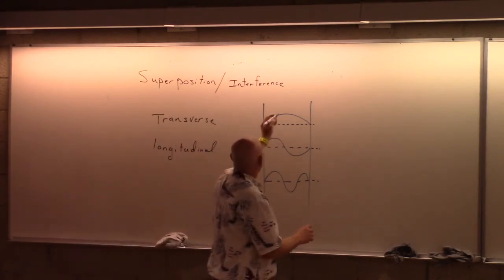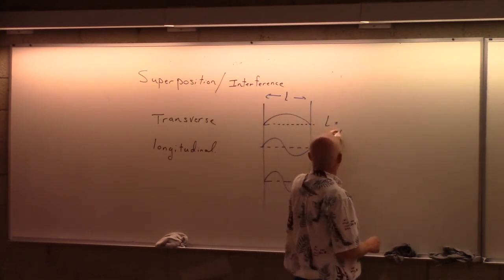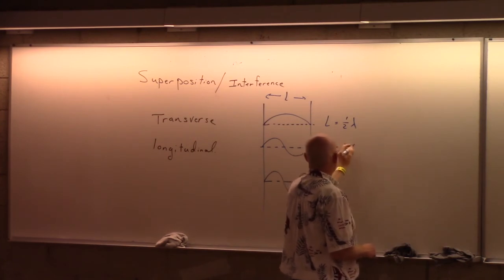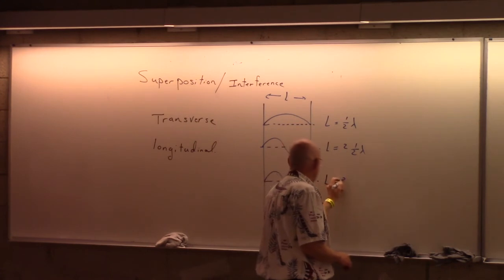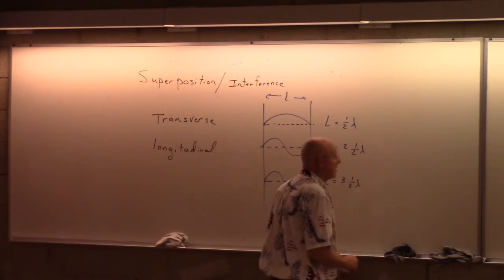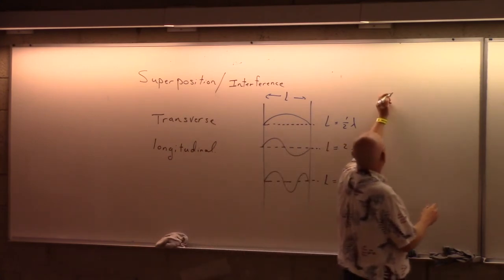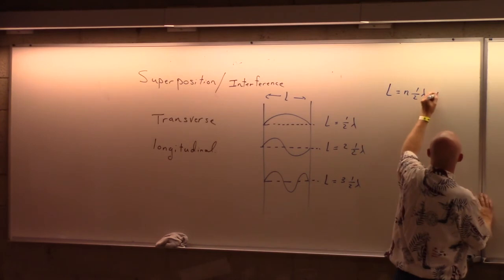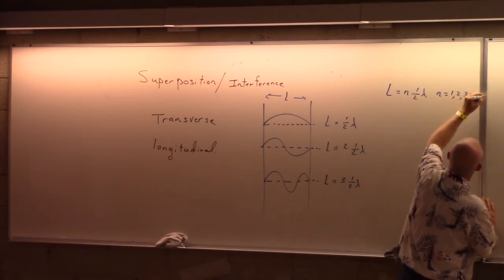But here, if this is the length, I would say L equals a half wavelength. Here, I would say L equals two half wavelengths. Here, I would say L equals three half wavelengths. If we generalize this, we could say L would equal an integer number of half wavelengths where N is one or two or three or four, and so on.